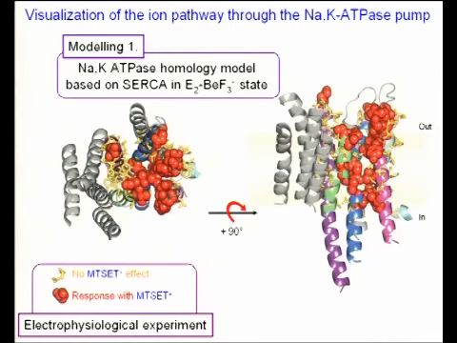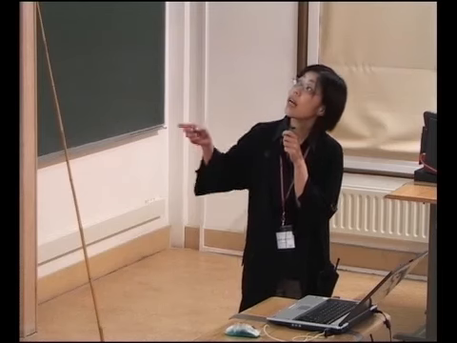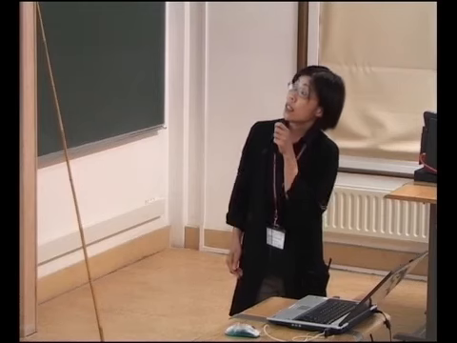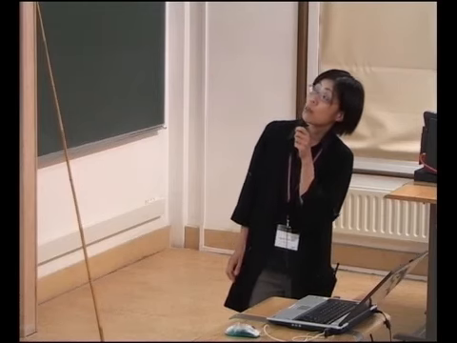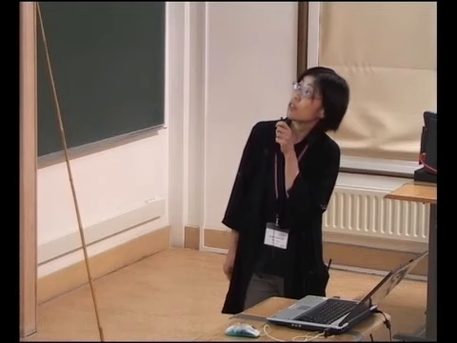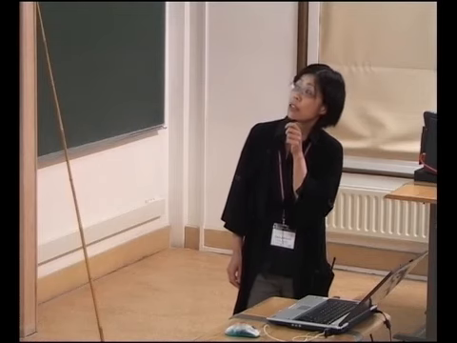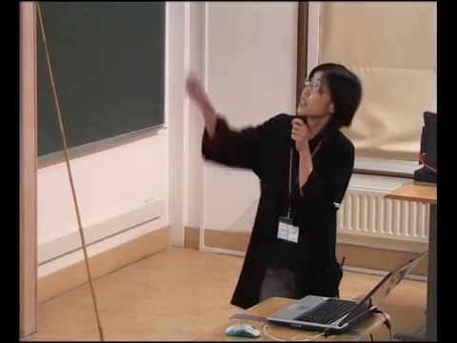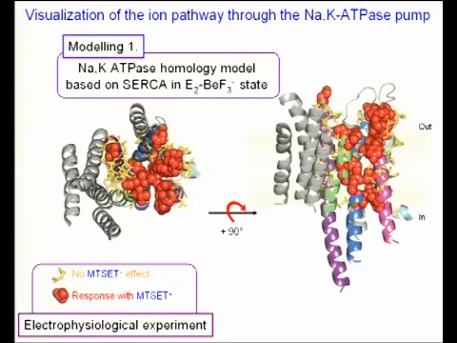The sodium-potassium pump is one of the essential proteins in cardiomyocytes. Today, many groups have studied the structure-function relationship of the sodium-potassium pump, but there is no information on exactly how the ion flows through the pump. In the present study, we visualize the ion pathway through the sodium-potassium pump by a combination of electrophysiological experiment and modeling. The first modeling is to construct a homology model of the sodium-potassium pump based on the crystal structure in the E2 beryllium fluoride state, because this is the only solid structure with an open external pathway.